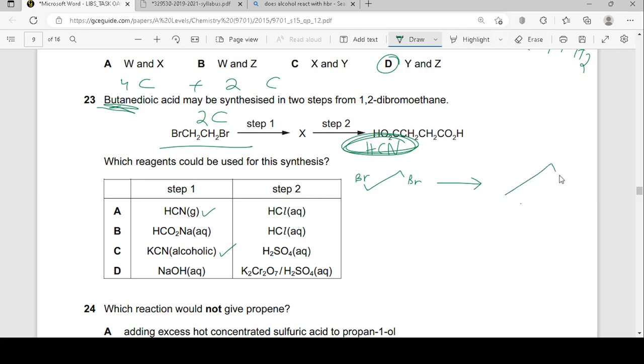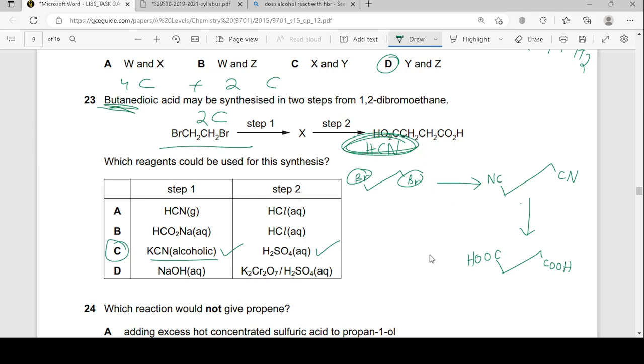Let me try to figure out a reaction mechanism. If I get that, it means I would have used KCN in ethanol, because HCN is nucleophilic addition, but KCN is nucleophilic substitution. So the Br gets substituted by CN, using KCN in ethanol. So I would say maybe it's C. Now for my next step, I hydrolyze the nitrile. If I do base hydrolysis, I would get a salt, but if I do acid hydrolysis, I get COOH. So I need a dilute acid like HCl or H2SO4, and in option C they've given you aqueous H2SO4, which means that yes, this does seem to be a likely pathway.